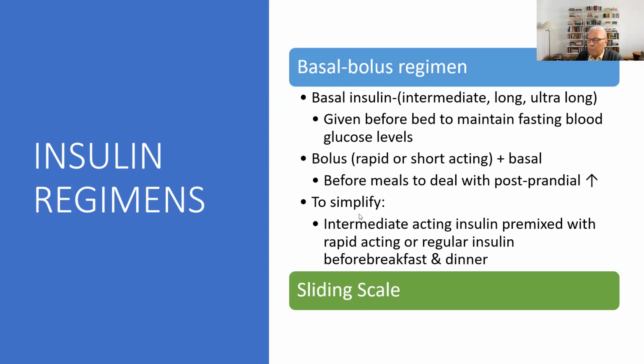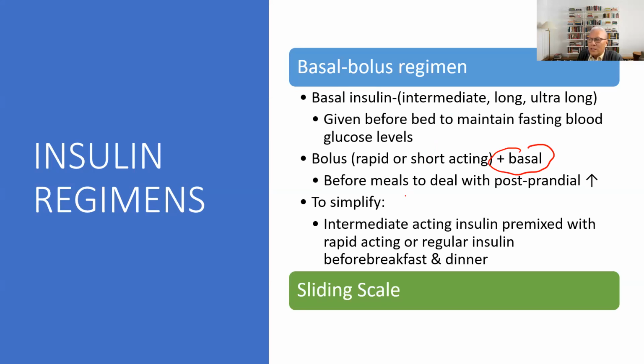The other way that we could have a regimen is to give the insulin by bolus. And bolus could mean that you're going to give a rapid or short acting insulin plus a basal type of insulin. So this is usually to deal with increases in blood sugar with a meal. And so we're going to have a rapid or short acting plus a basal.